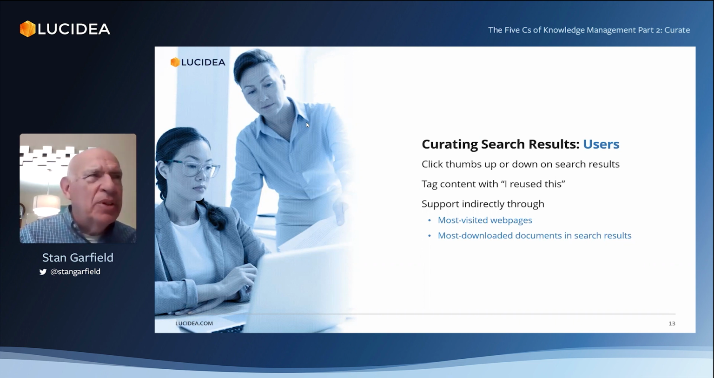So the next time someone does a similar search, that'll be the first thing that they see. And that's the one that most people have downloaded in the past. So that's not infallible. They may have downloaded a document and it turned out that it wasn't valuable, but it's one indicator that you can use. So by a combination of explicit mechanisms such as clicking thumbs up or thumbs down, or tagging content with "I reuse this" or "this was valuable," or you can use the more passive approach of statistics, how many pages were the most visited and which documents were the most downloaded.